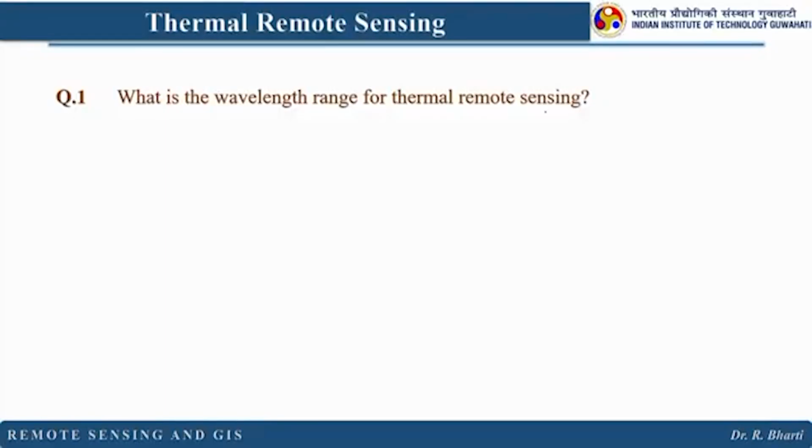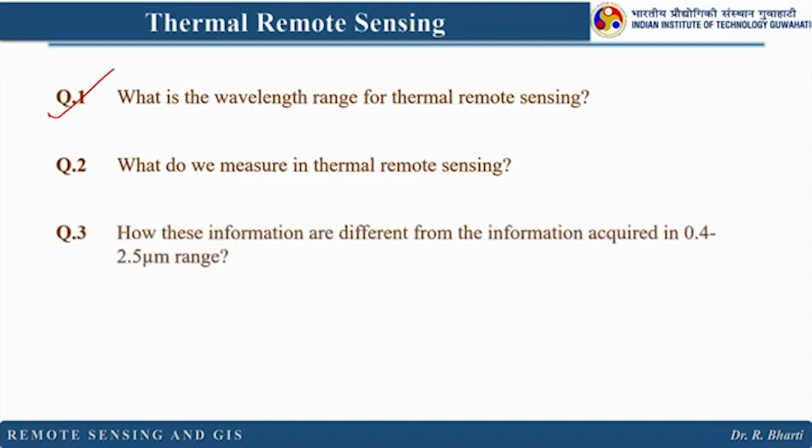So the first one is, what is the wavelength range for thermal remote sensing? I hope you can answer this one because I have already explained this. The next question is, what do we measure in thermal remote sensing? I have already explained this too. The third question is, how is this information different from the information acquired in the reflective domain? Reflective domain means the 0.4 to 2.5 micrometer wavelength range.